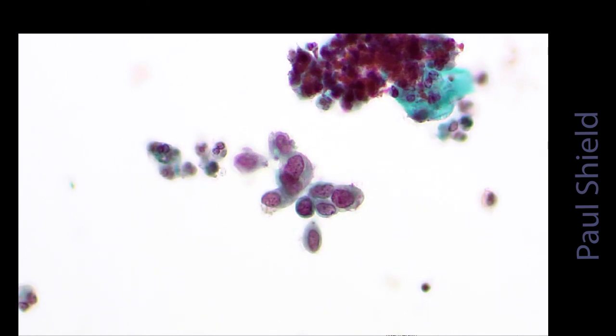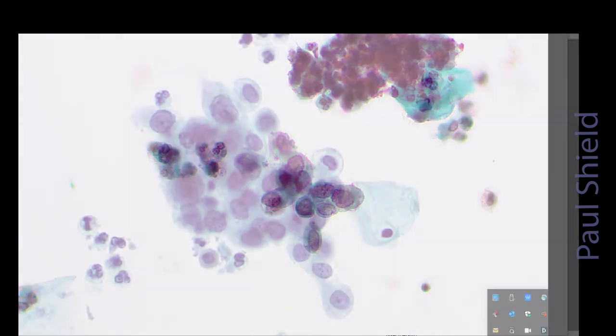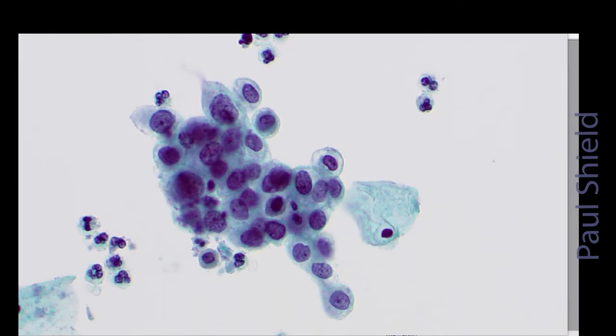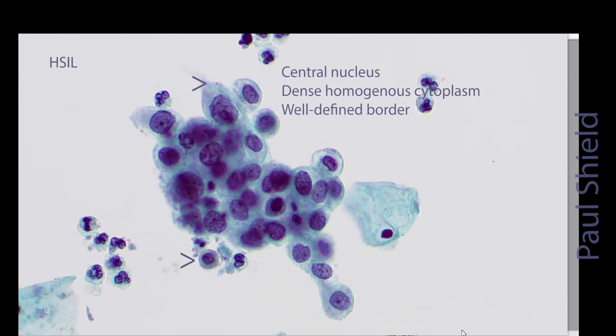So things that look like this include cells that have a high NC ratio as well. It's important to really look for squamous characteristics, and that includes a centrally placed nucleus and a nice well-defined border to the cell. Sometimes these cells are quite immature and the cytoplasm is not as dense as you would see in a mature squamous cell, but it should be reasonably homogeneous, so not vacuolated.